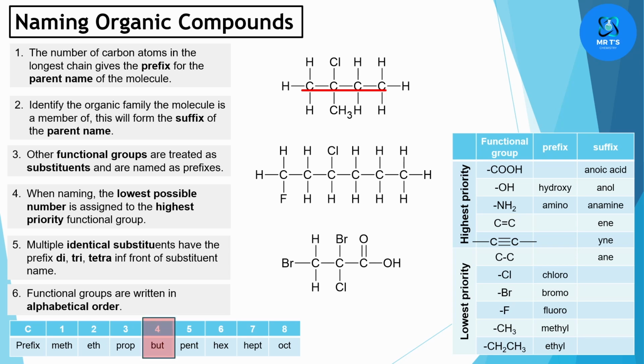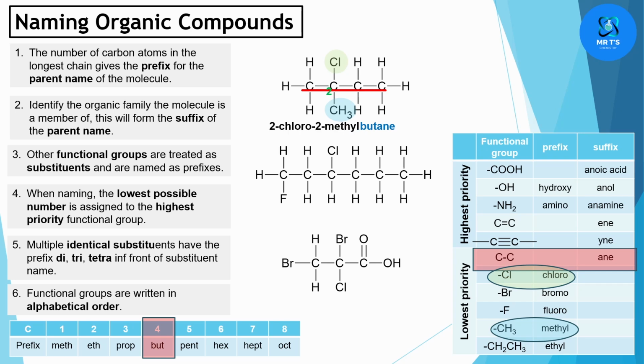Well, let's have a look at this first molecule. It has 4 carbons, so it's going to be but-. It's got a chlorine group and a methyl group. None of these substituents change the suffix on the parent name, so it's just going to be butane. Now we have a chloro and a methyl, and you can see that the C of chloro comes before the M in the alphabet, so we are going to write the chloro substituent first. They both have the number 2, so it's going to be 2-chloro-2-methyl. If you had written it 2-methyl-2-chloro, you would have been incorrect.